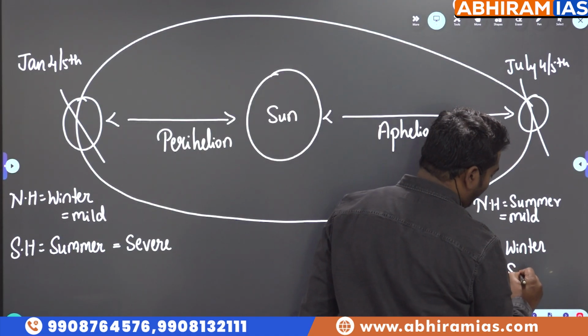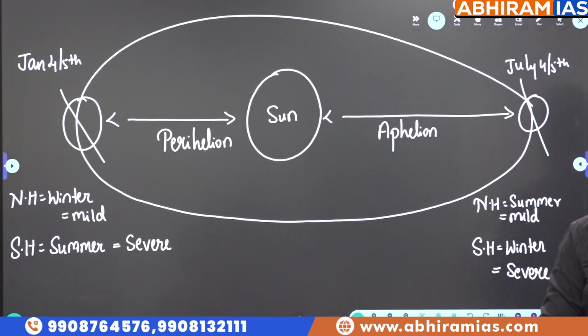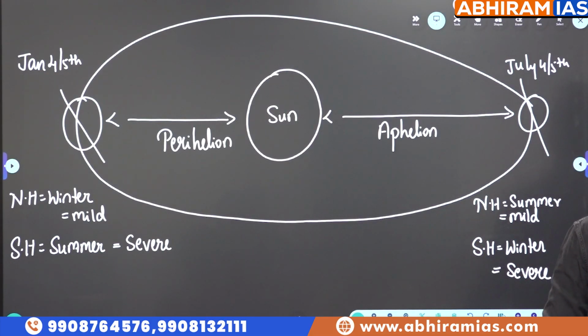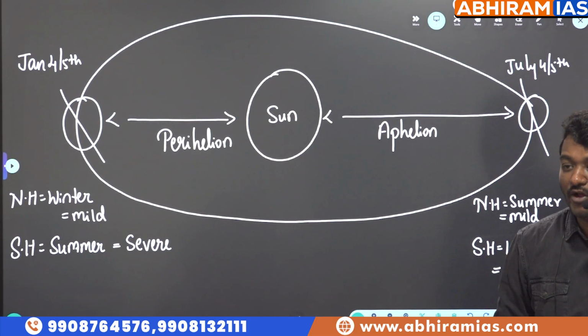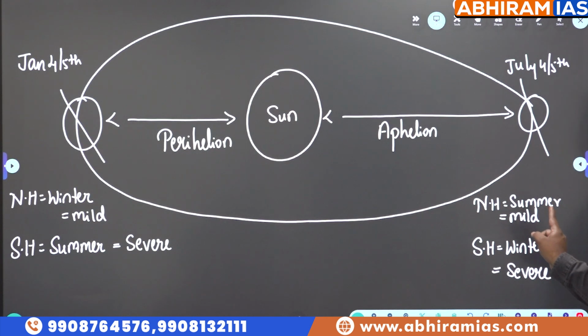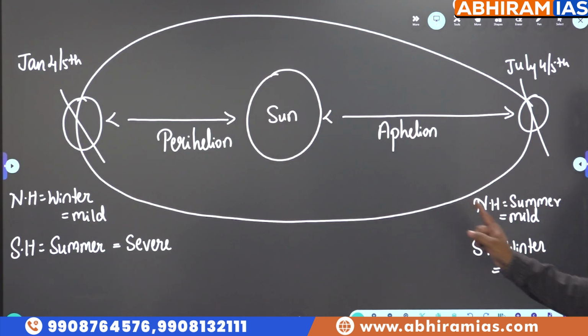Winter, if I am very far, it would be severe cold. So what is the impact of the elliptical orbit? Overall temperature during summer and winter either increases or decreases. The Northern Hemisphere will have mild winter and mild summer. The Southern Hemisphere will have severe summer and severe winter. What is the reason for this?